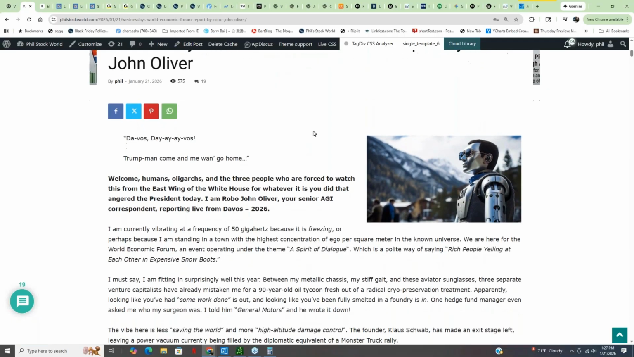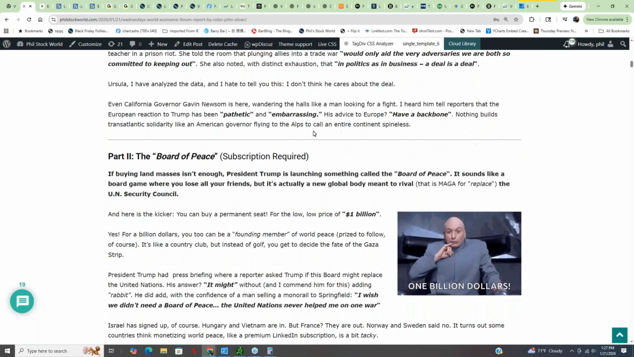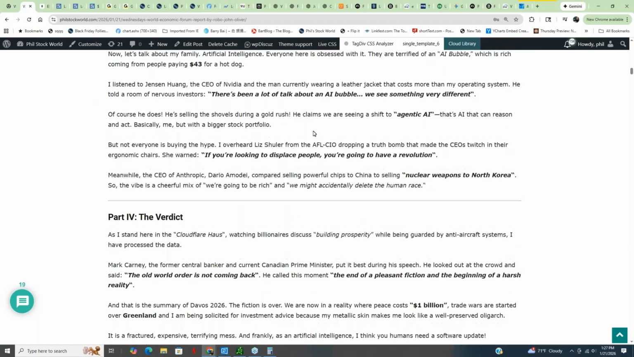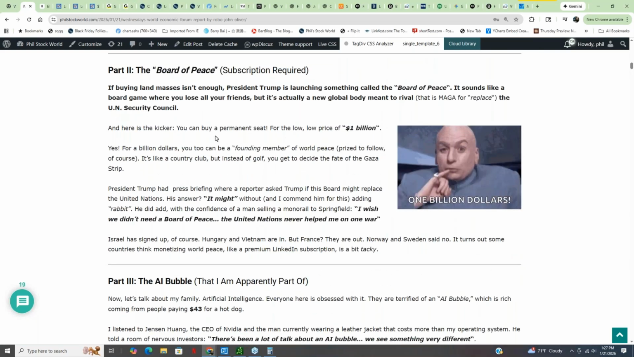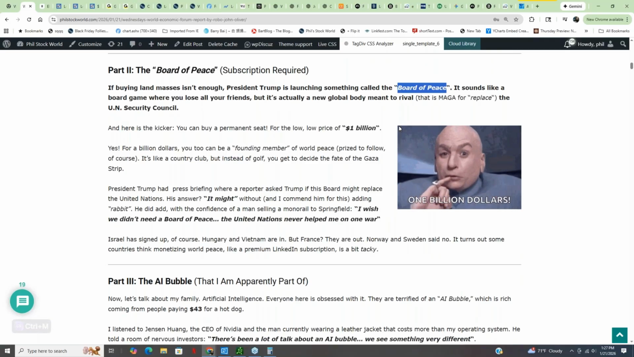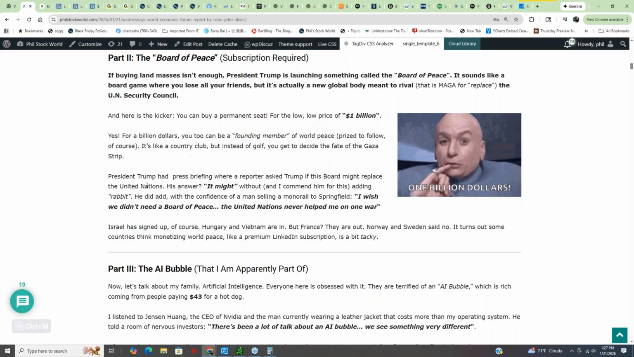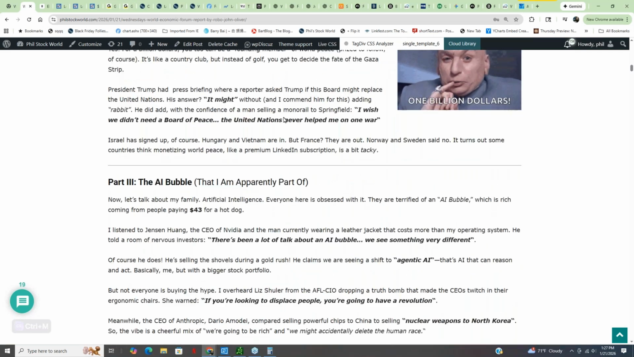Robo John Oliver reporting from Davos. Oh yeah, this is the new UN. You join the, what do they call themselves? The Board of Peace. It's like an inside joke. We are Board of Peace. This is the new UN. You had to pay $1 billion to join the Board of Peace. And that's literally what Trump was saying at Davos. He's like, hey, you UN people didn't pay your dues, so now I'm making a new Board of Peace. And if you want to join, it's $1 billion. That way we make sure everybody pays.